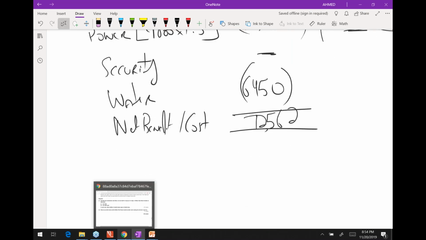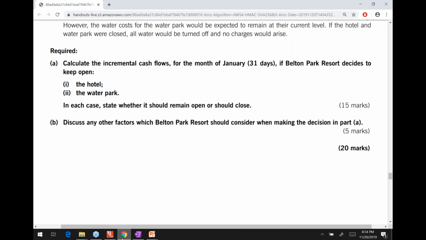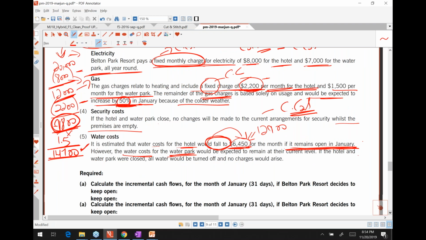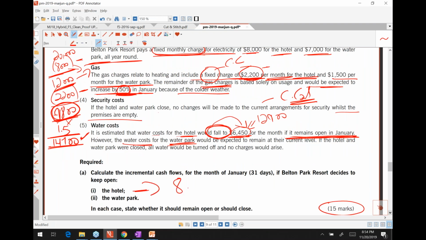Now let me tell you here the marking scheme. 15 marks were required for this part of the answer. From this 15 marks, 8.5 marks are for hotel working, 6.5 marks are for water park. And in this 8.5, 0.5 marks are for conclusion, which means your decision, and 8 marks are for working.